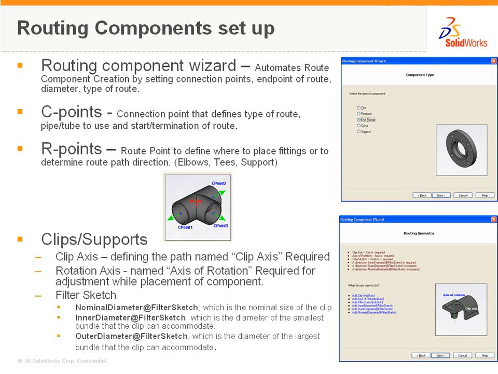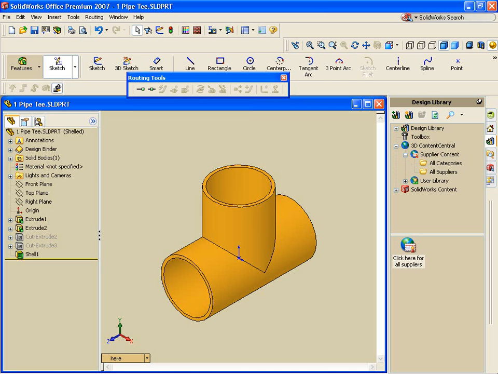And with that, I also wanted to mention that there's a lot of specifics here, but with SOLIDWORKS 07, they added the routing components wizard, and this will help automate route component creation by showing you what's required and walking you through it step by step. So let's go ahead and take a quick look at this.